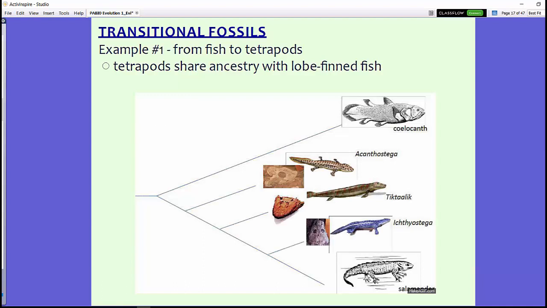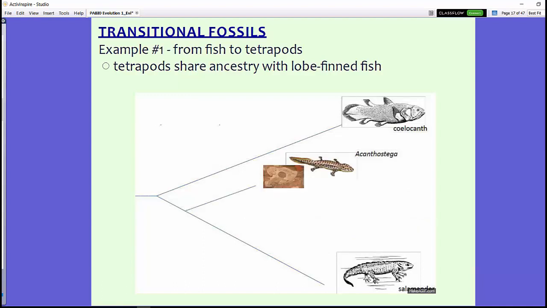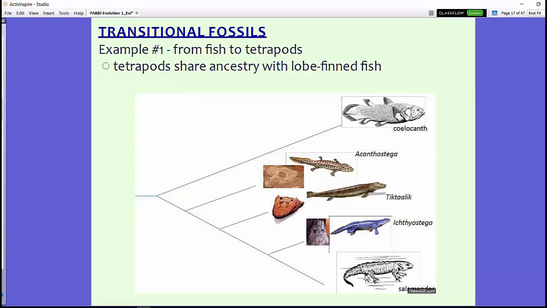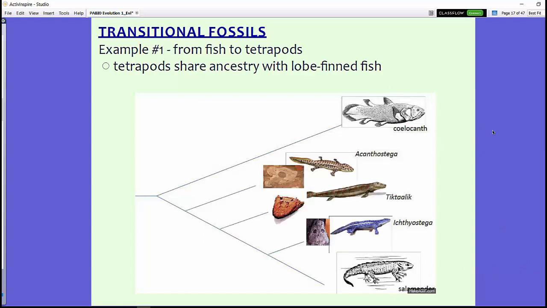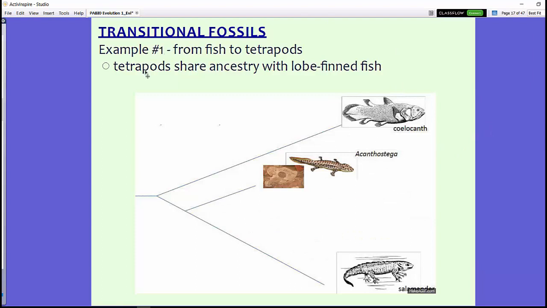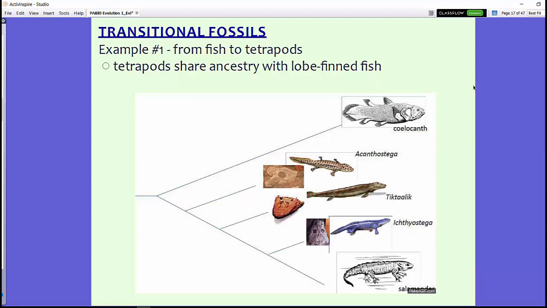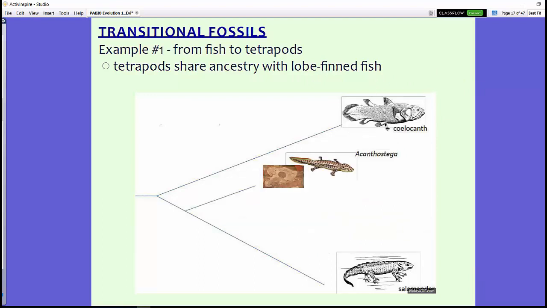Now, we see tons of these transitional fossils, and what's on the screen right now is actually one of them. So this is our first example, and we have fish going to tetrapods. Now, tetrapods are those little animals that have four legs that walk on the ground. In this case, we have a salamander. We have this guy up here, which is called a coelacanth. And tetrapods actually share a lot of ancestry with these types of fish, these lobe-fin fish. And these little fins down here, these lobes, actually work like legs.